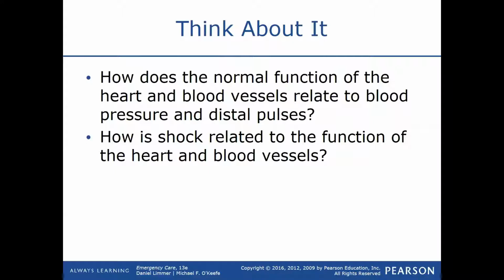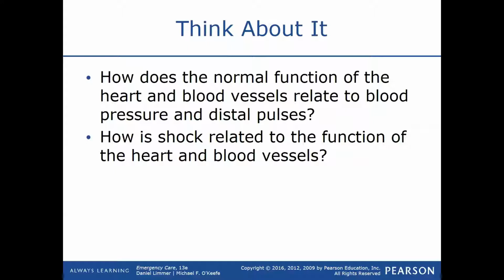Well, if it's a normal function, then you're going to have a healthy pressure coming out. But if your blood vessels are constricted or dilated, then it's going to make the pressure lower or higher. And you're going to be able to feel the pulses better or less.